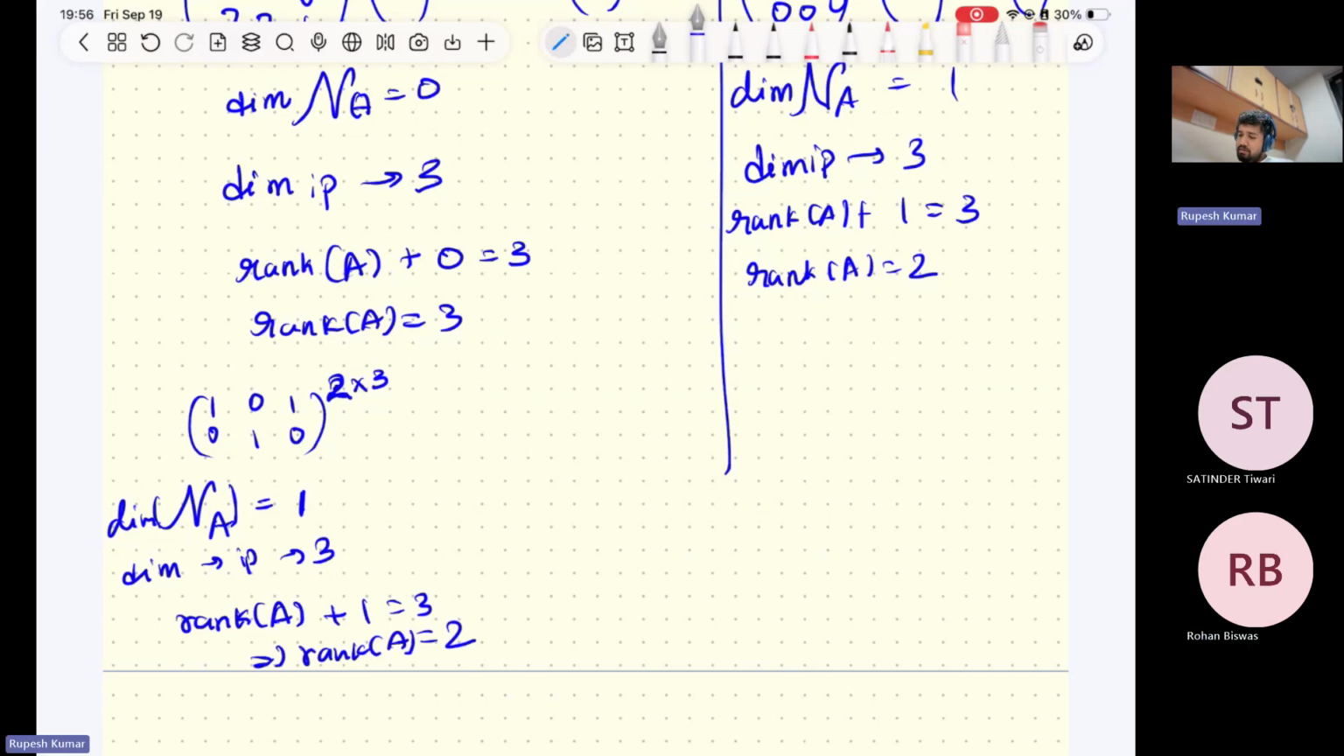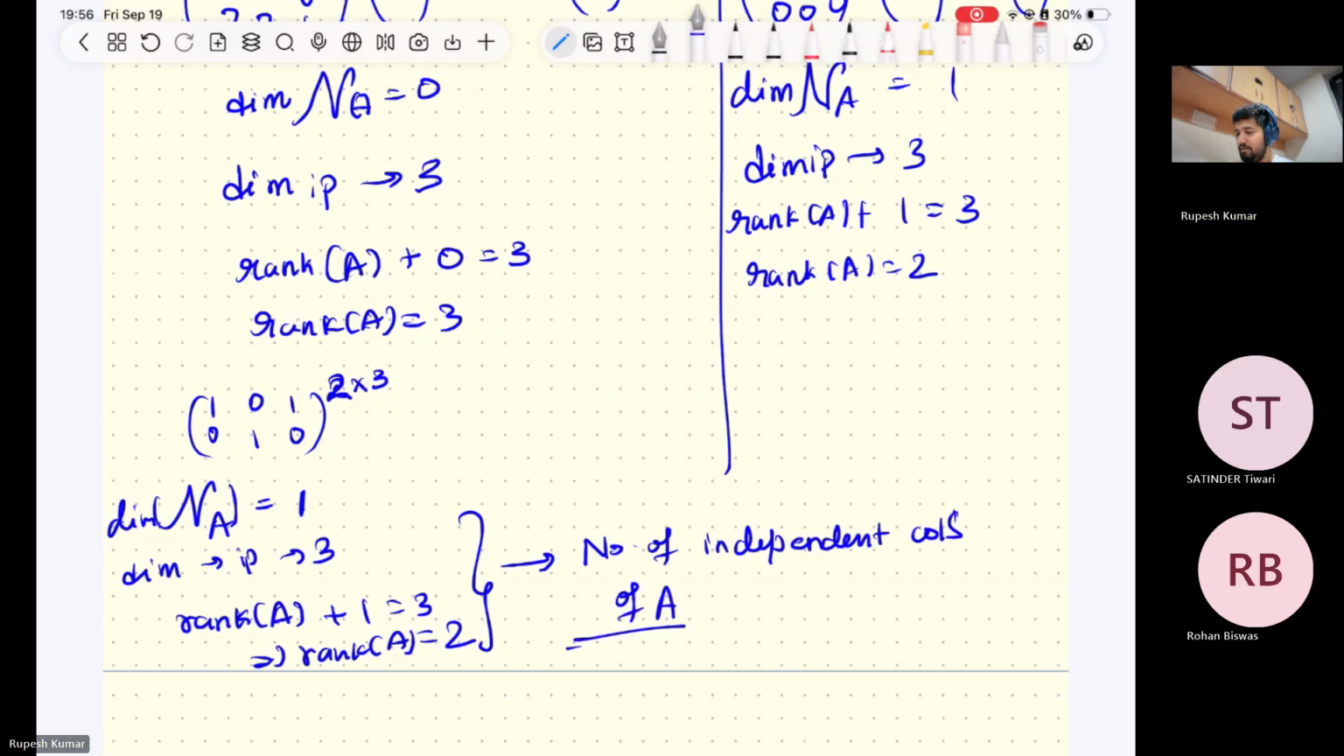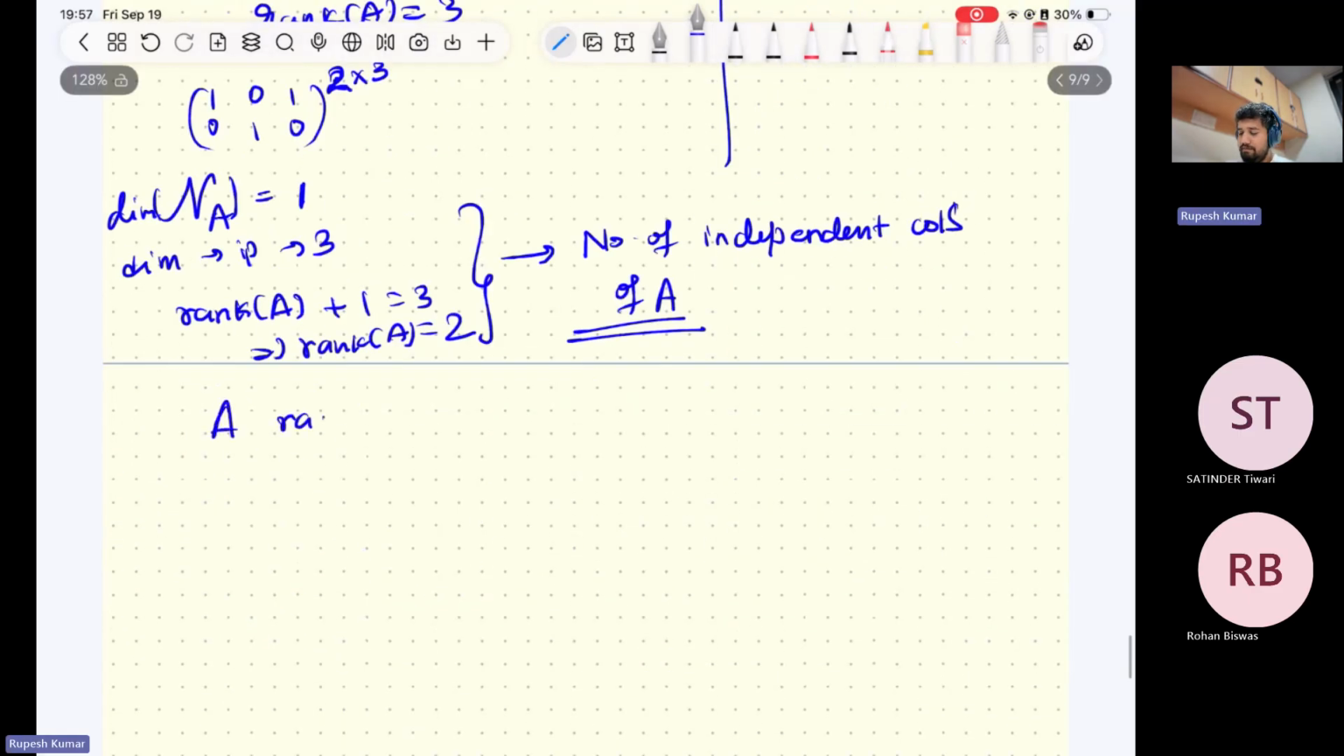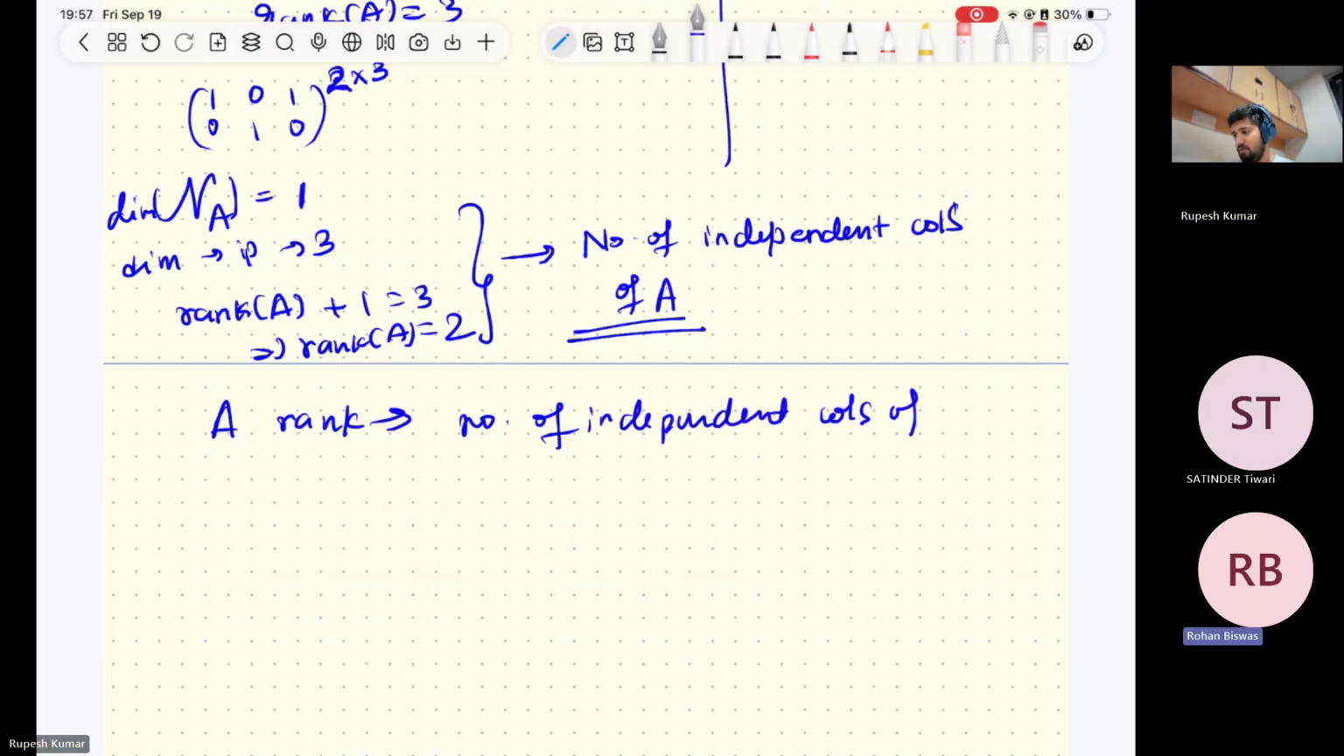Now, what is the meaning of this rank? What does this rank say? This is essentially saying the number of independent columns of A. For any matrix A, rank is defined as the number of independent columns of A. Or maybe rows of it? No, the definition is for columns only. You can define this for rows, then you have to say specifically that this is row rank.